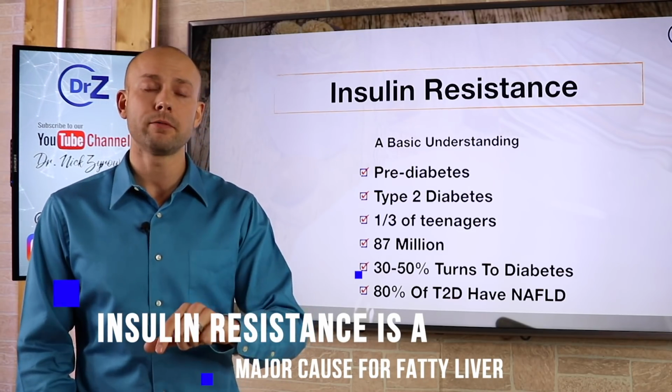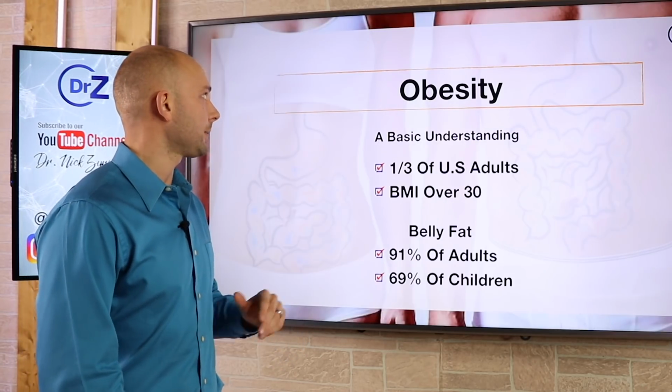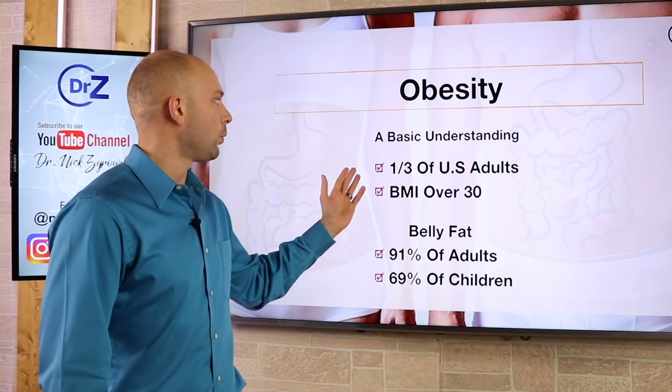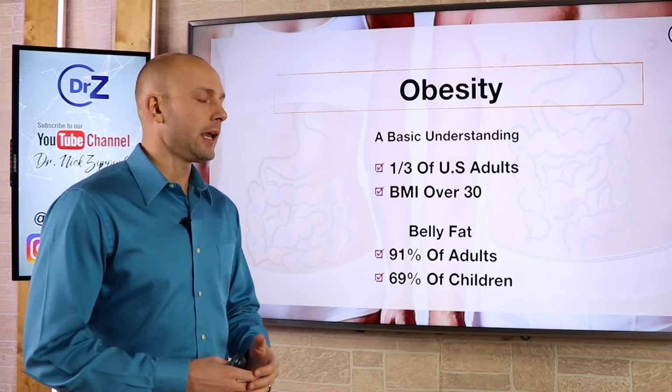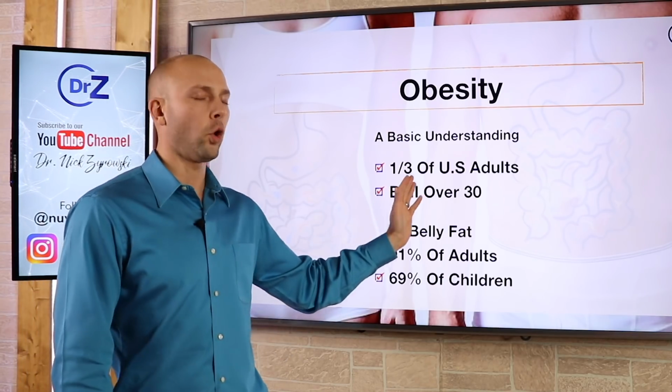If this is something you have, then you want to start working to reverse it. Let's go ahead and talk about the next major reason. That's obesity, okay? Another major problem. It's estimated that 1/3 of US adults have this issue. And when you look at obesity, it's basically referred to as a body mass index over 30, okay?